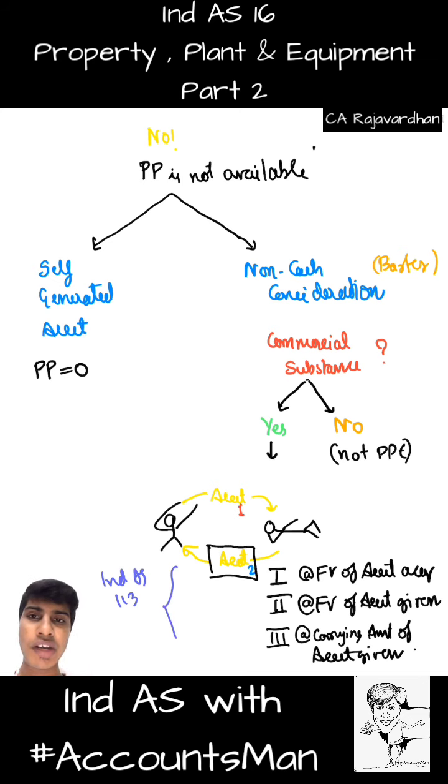Fair value available, fair value not available. Fair value available, record fair value. Fair value not available, record the carrying amount of the asset given. If fair value is available for the asset bought or asset received, record it. No, the second priority will be the fair value of the asset given away.